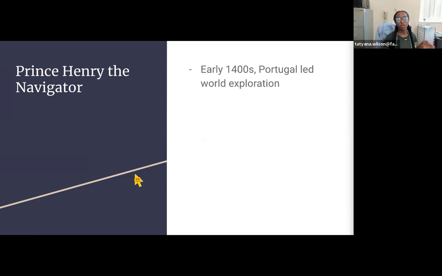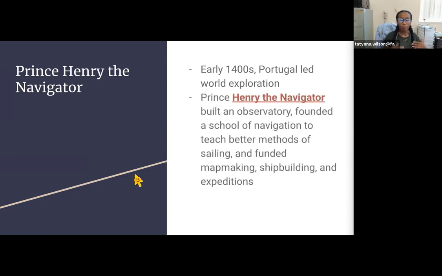So fast forward all the way to the 1400s, right? So we go from 847, fast forward about 600 years or so, and now we have the early 1400s, and Portugal is going to start to lead the world in exploration. One of the reasons why they're able to do that is because of Prince Henry the Navigator. He is going to be an explorer who never explored anything, right? He actually will never leave the island of Portugal, not island, but the continent, right? Where Portugal sits, Europe.